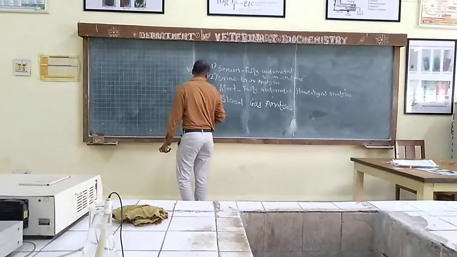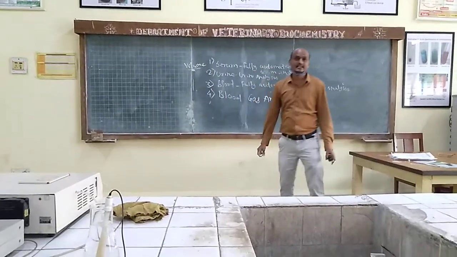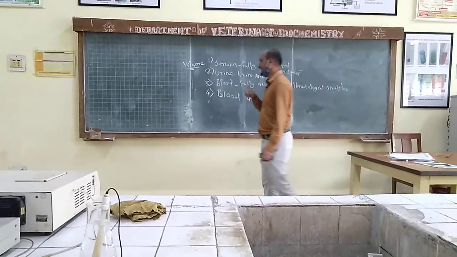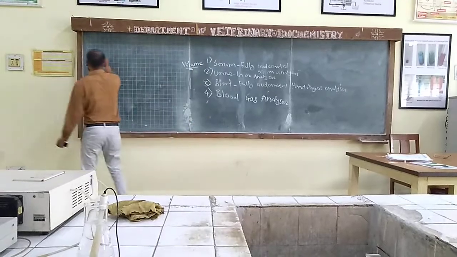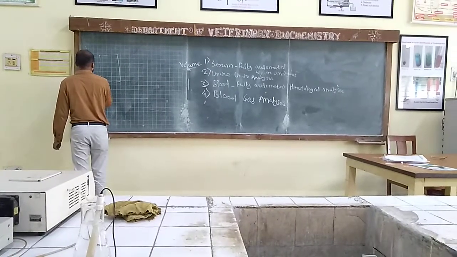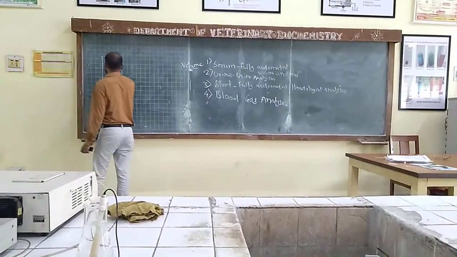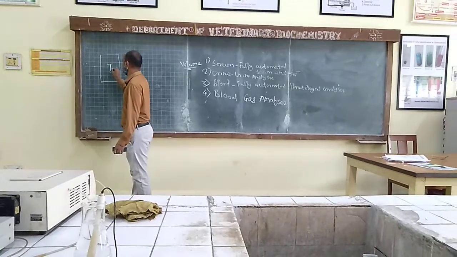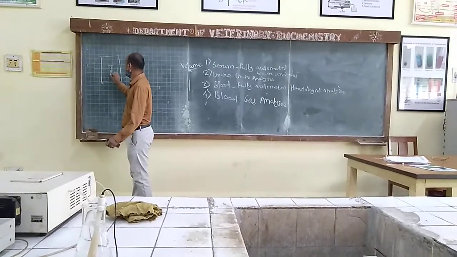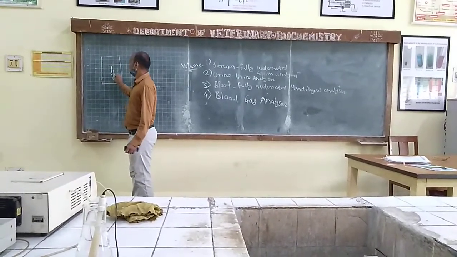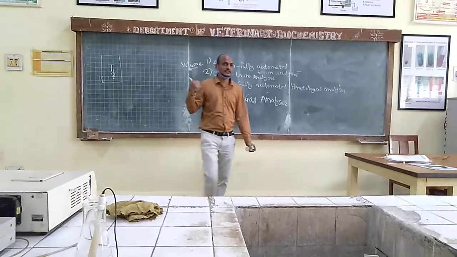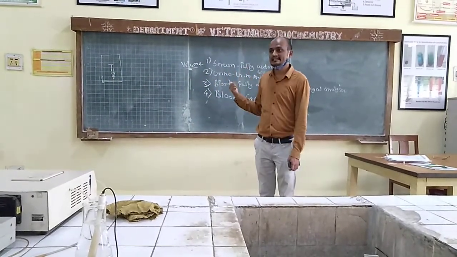Both sets of equipment we have, and another is the blood gas analyzer. So we have equipment like this. There is a probe, and with the help of a syringe we just feed the blood sample into that equipment, right? So this is a blood gas analyzer.